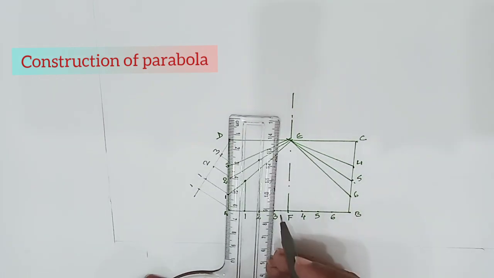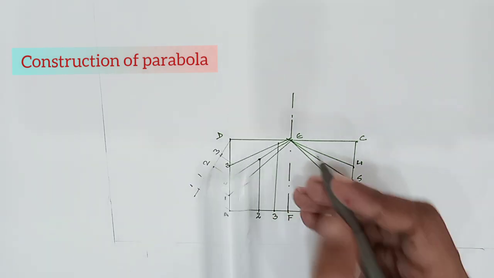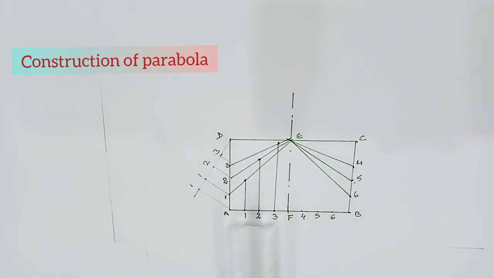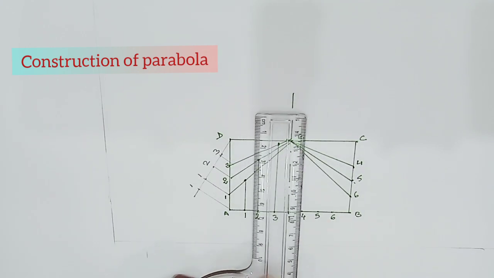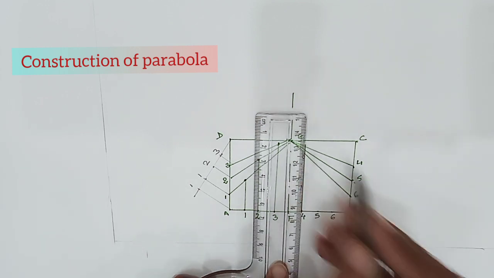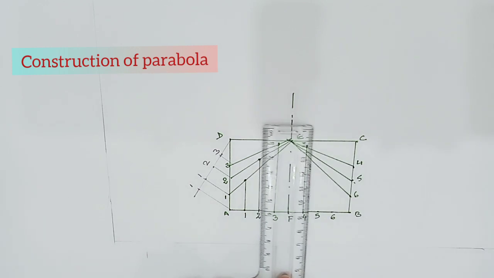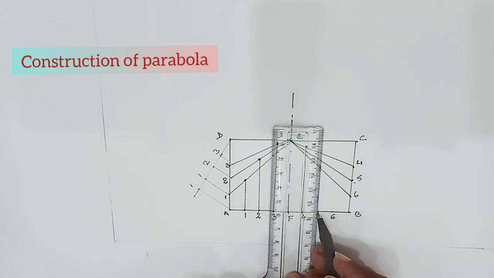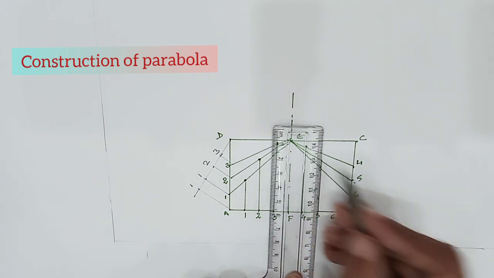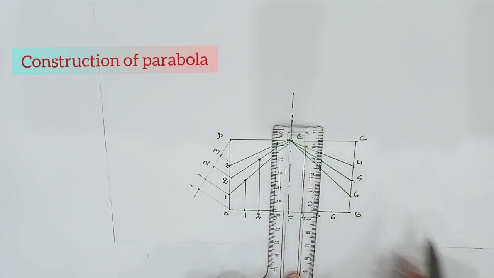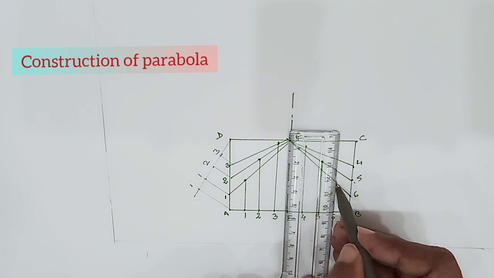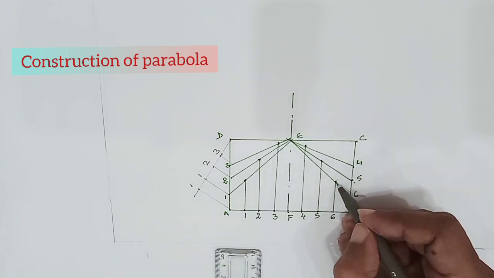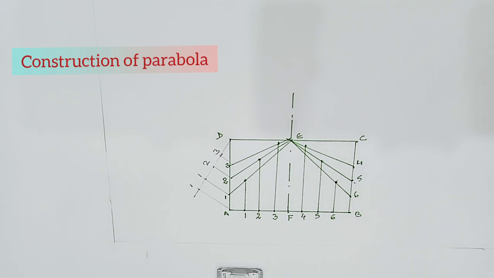At 3, also draw line parallel to axis. Similarly, at 4, draw line such a way that this line is going to meet E4 line. At 5, draw perpendicular to base so that perpendicular is going to meet E5. At 6, this line is going to meet E6 at point P6.